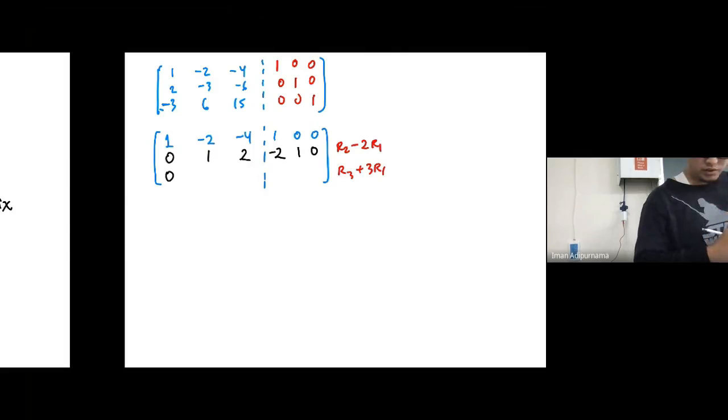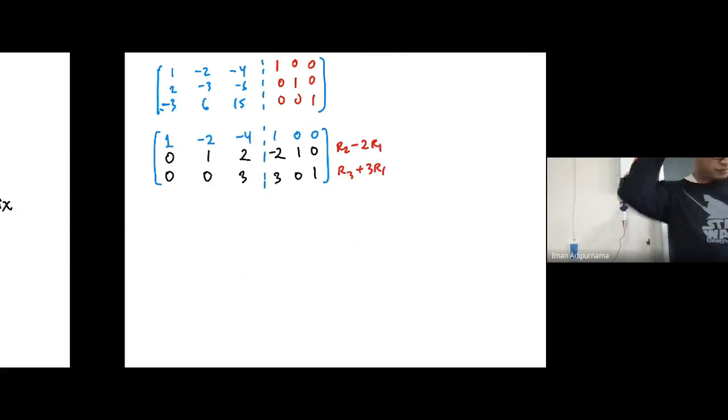6 minus 6 is 0. Yes, it's a good number. So 0, 0, 0. So 15 plus negative 12, so 3. And 0 plus 3 is 3. 0 and 1 and still 1. Okay.